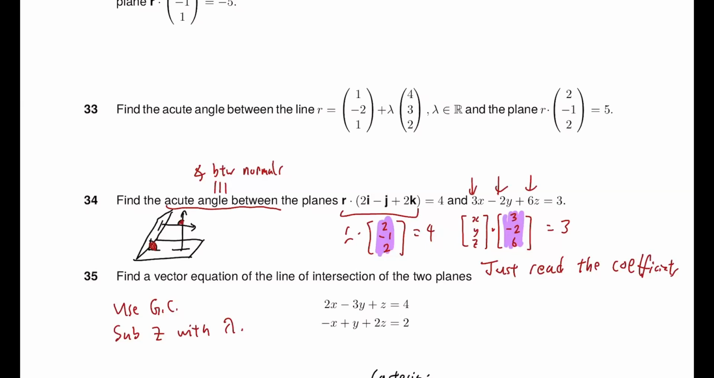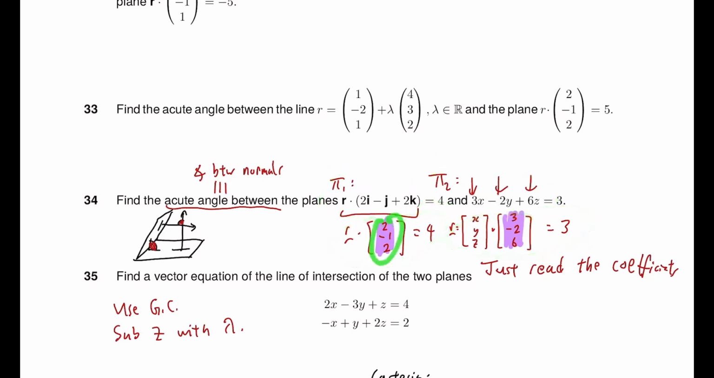Faster way, but of course show the working. Convert into what we call the scalar product form. Convert the two equations. Maybe you should also label it. Call this pi 1 dot, pi 2 dot. Copy down the equation, pi 1 dot this one, pi 2 dot this one, and then you simplify into the scalar product form.